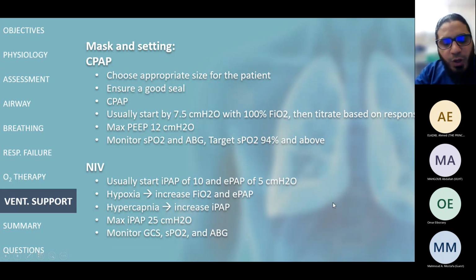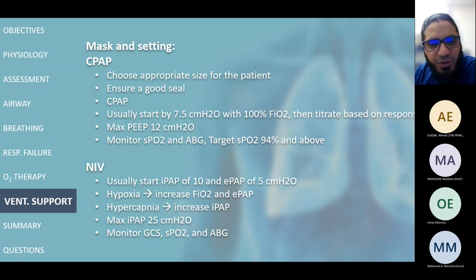For the NIV, as I said, you have two different levels of pressures, the inspiratory pressure and the expiratory pressure. We usually start with 10 centimeters of water for the inspiratory pressure and 5 for the expiratory one, and observe the patient for the response. If the patient is still hypoxic, you will increase the expiratory pressure, and you can increase the FiO2 as well. If the carbon dioxide is not cleared enough, you can increase the inspiratory pressure. The maximum inspiratory pressure tolerated by this support is 25 centimeters of water.